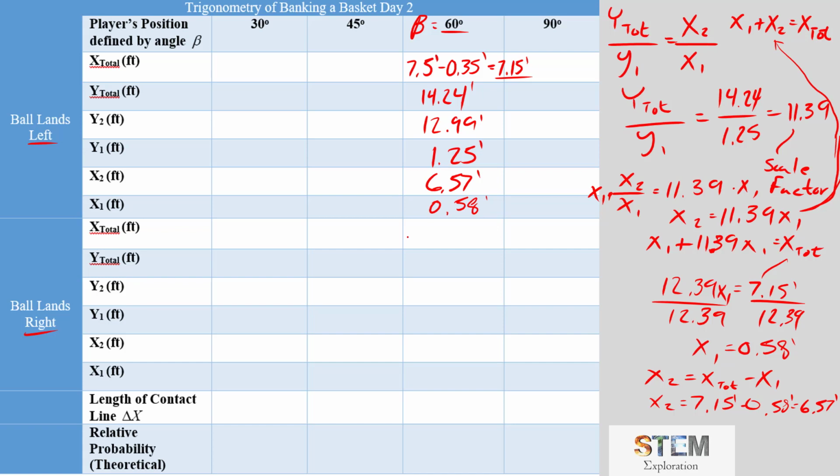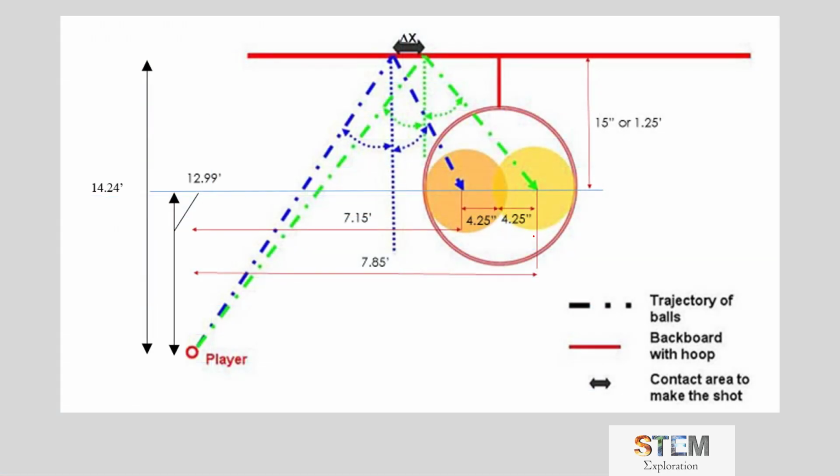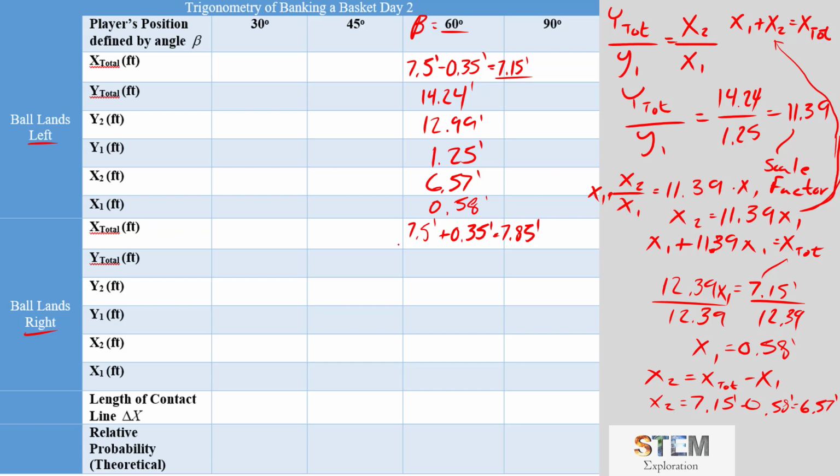So in this case, when you're looking at this second row of your table, 7.5 feet plus 0.35 feet is equal to 7.85 feet. Just like I had shown previously here, we had the 7.85 feet. So now we're looking at the rightward trajectory of this basket.